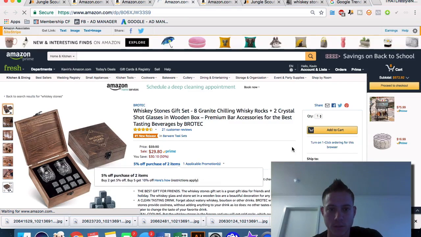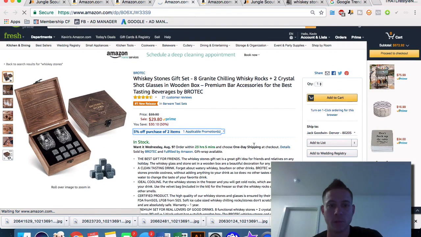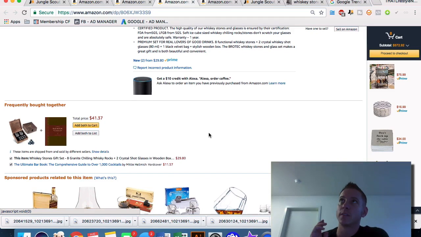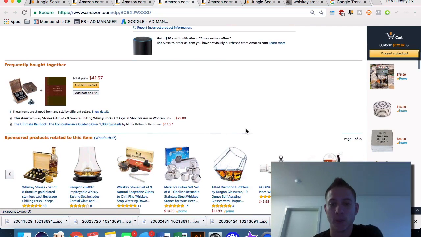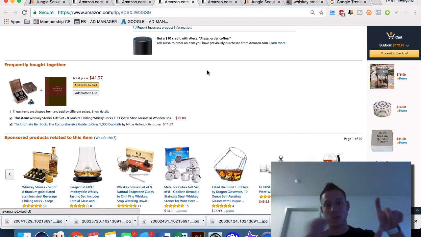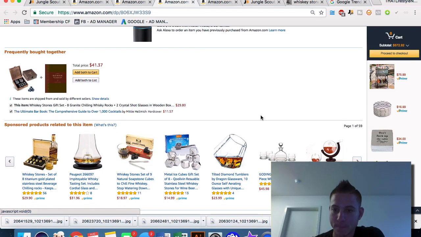So this looks like an interesting one for sure. Comes in a sweet little box, right? What are people buying it with? The Ultimate Bar Book, right? So that's a perfect opportunity for an ebook, right, guys? Like we could make an infographic with uses of whiskey stones, with recipes for whiskey and how to make whiskey drinks. We could always put in a larger box, like a rectangle with the whiskey stones on one side with a set of 2 tumblers or whiskey glasses or any number of things, right?